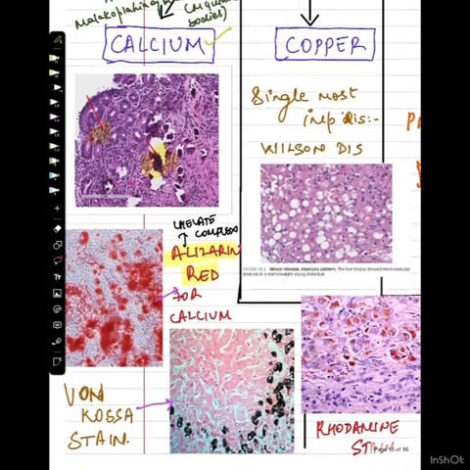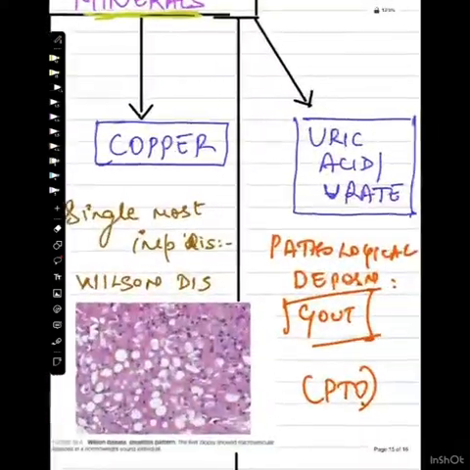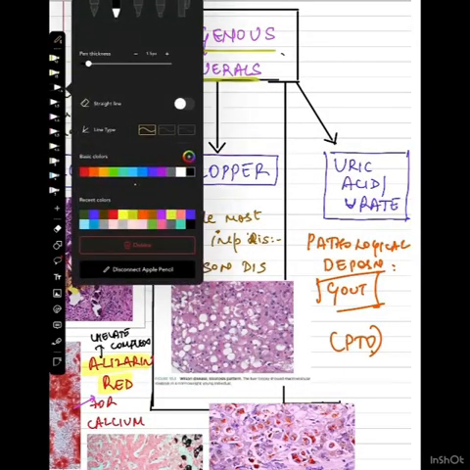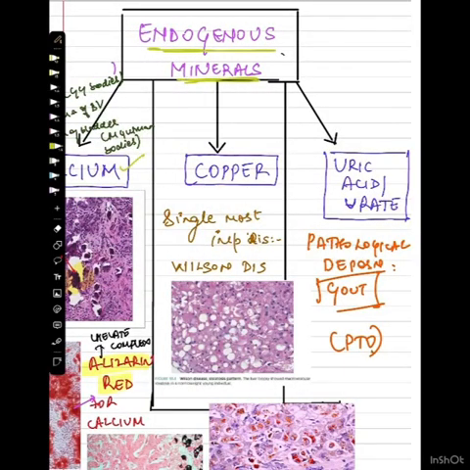We'll now move on to the next very important mineral, which is copper. Abnormal deposition of copper is found in a single most important disease, which is Wilson disease. Wilson disease is a genetic disorder, and it usually occurs due to mutation of the ATP7B gene.